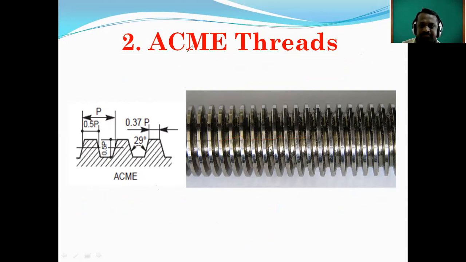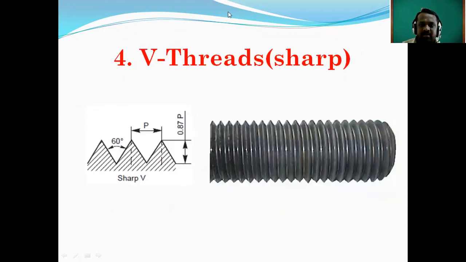Okay, the next thread is the V thread. Then for the V thread, what is the angle? The thread angle for the V thread, or again it is called the sharp thread, is 60 degree. See this angle, the angle included between 2 flanks, that angle will be 60 degree.